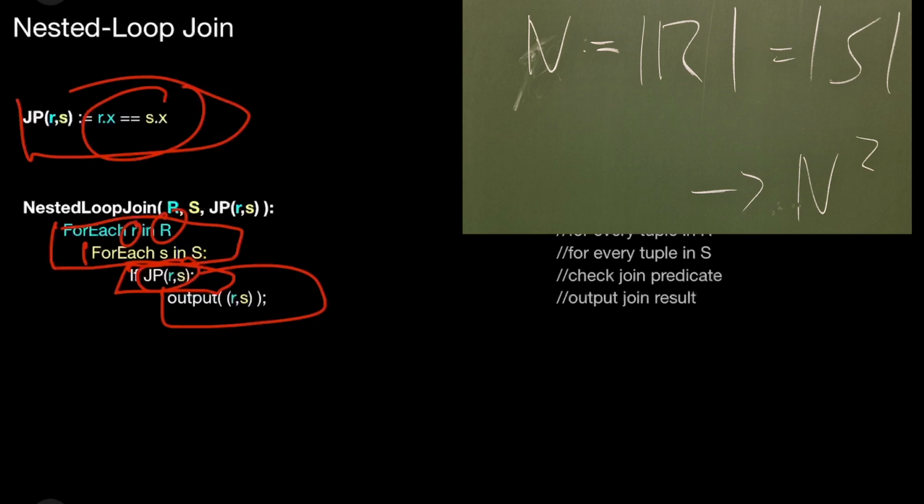define N, let's do it capital N. Yeah, then that leads to N square comparisons, yeah, because each tuple from R is compared with each tuple from S. Yeah, so it's a very inefficient algorithm. Still, it can be used for small data sets.